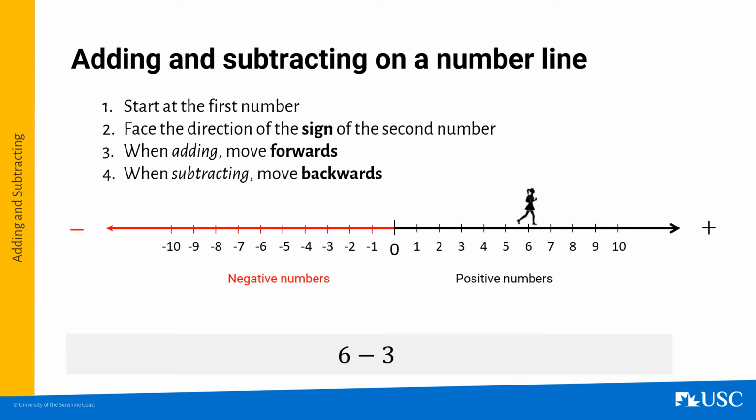Now try 6, take away 3. Again, starting with 6, we face the positive direction for positive 3, and we're going to subtract, so we'll need to move backwards 3 places, and that puts us at 3 once again.